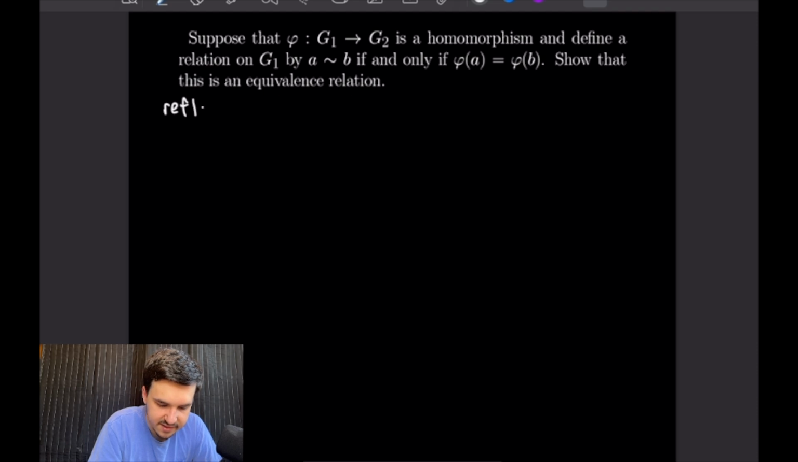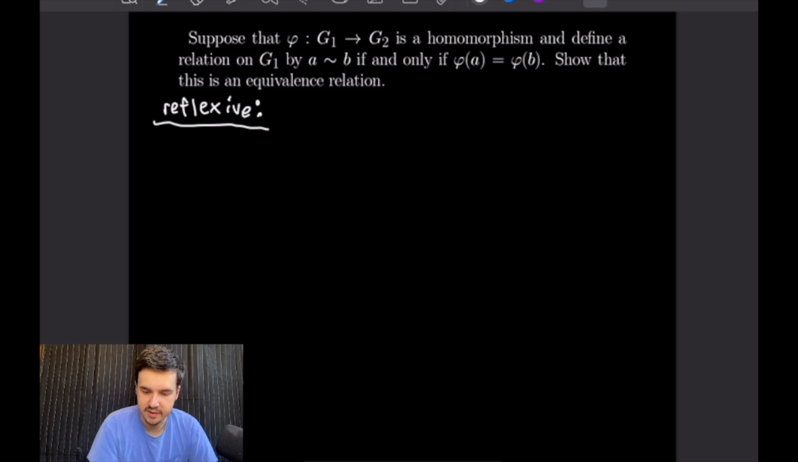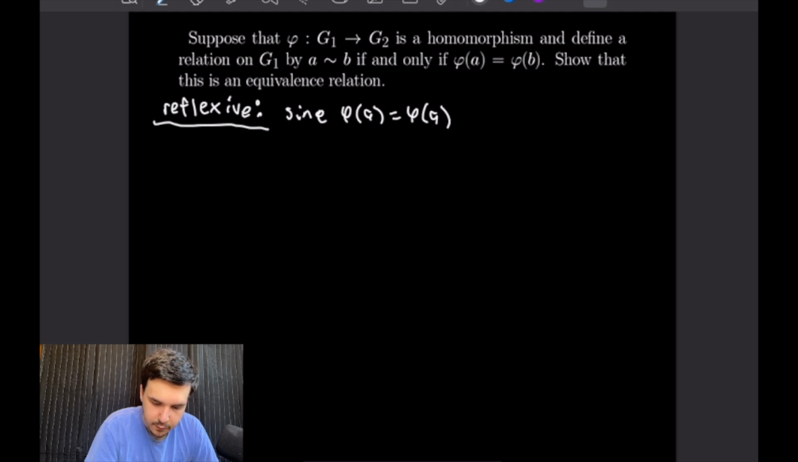So we want to prove that this thing is reflexive, which is usually pretty self-evident, so let's go ahead and look at that. Well, we want to prove that a is related to itself, and a is related to itself if phi of a is equal to phi of a. But that is, of course, given, so since phi of a is equal to phi of a, we know then that a must be related to itself, and thus this relation is reflexive. So next we're going to go ahead and prove that this is a symmetric relation.